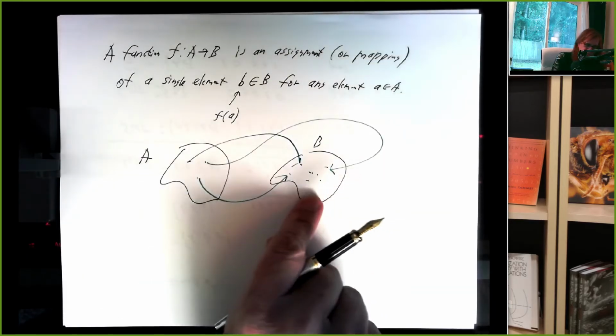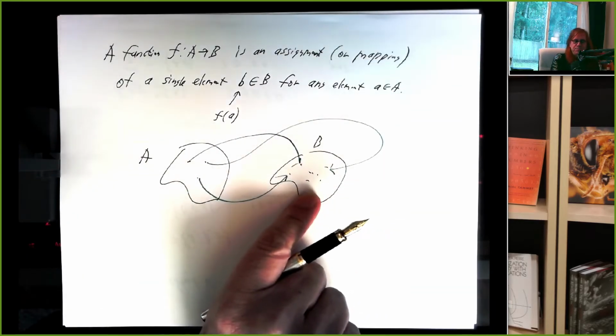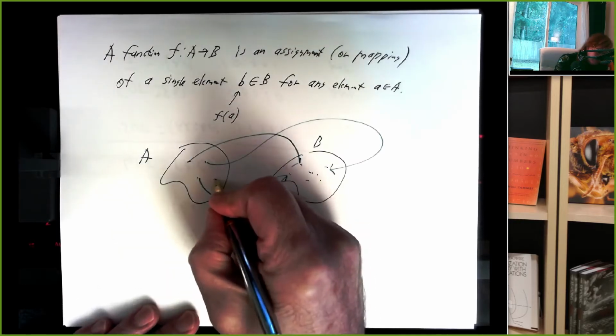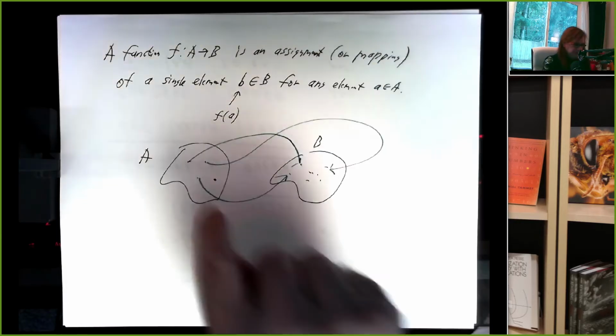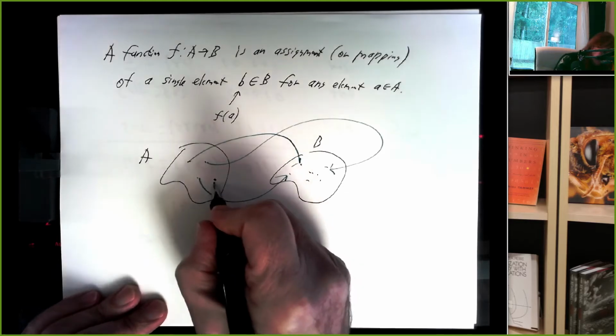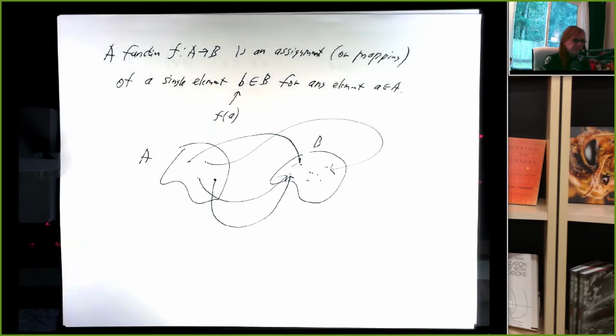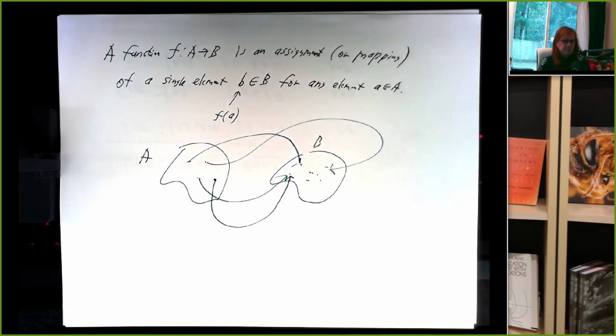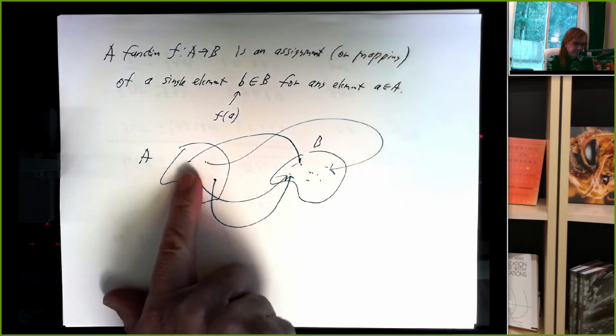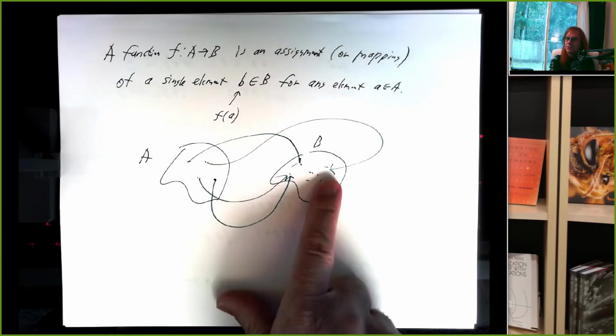And there may be points here that aren't mapped to. That's okay. And there could be multiple points in A that map to the same thing in B. That's okay too. To be a function, all we need is that every point in here maps to exactly 1 point over here.